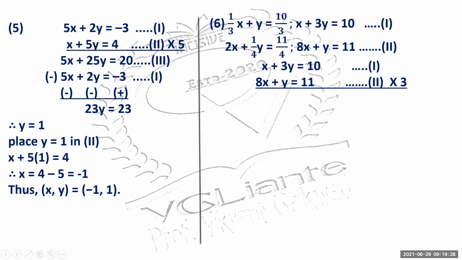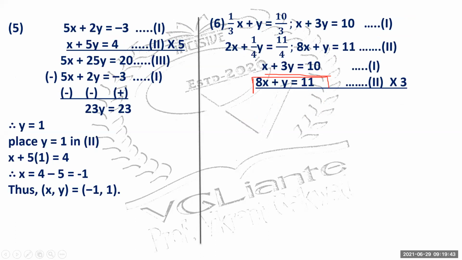You have written both the equations one below the other. The first equation is x plus 3y equals 10. The second equation is 8x plus y equals 11. Now, you'll check with the coefficients.